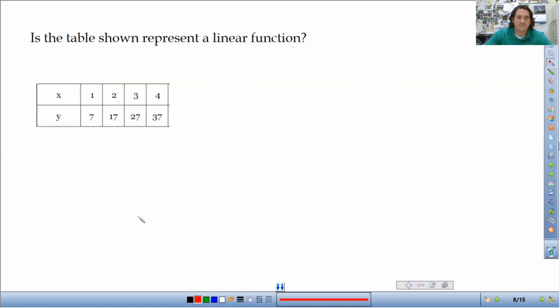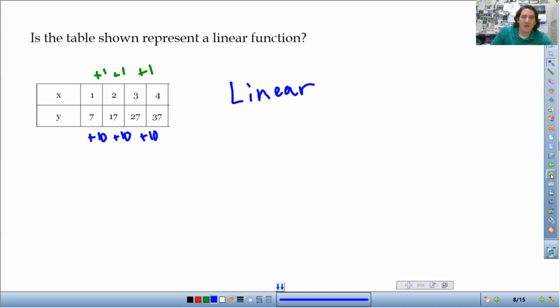Another example. So here, increases plus 1, plus 1, plus 1. Down on the bottom, the y values are plus 10, plus 10, plus 10. Both increasing by the same amount each time. So this is linear. This is a linear function.